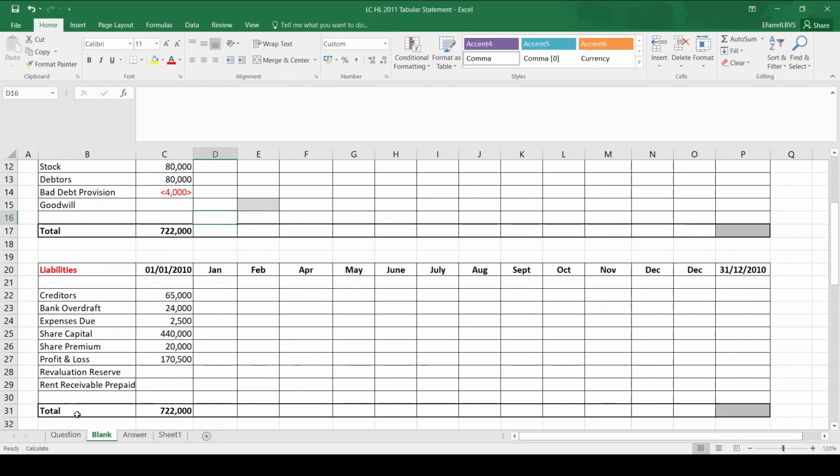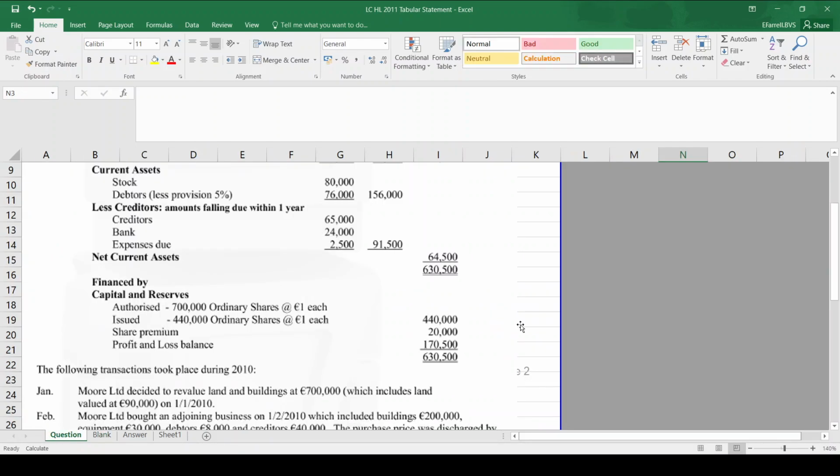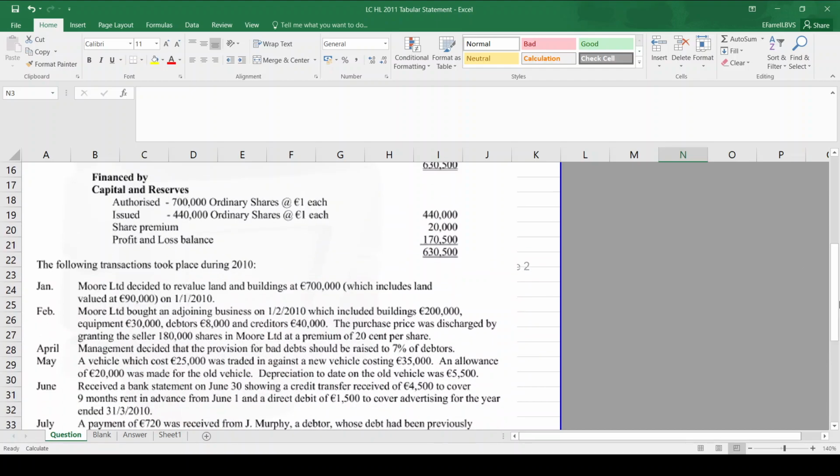So now I'm going to look at the individual entries for each month. And again, these individual entries for each month should balance every month also. So January, Moore Limited decided to revalue land and buildings to 700,000, which includes land valued at 90,000 at the very start of the year. The reason they're telling us the land is valued at 90,000 is not really relevant here, but we will need that when we go to work out our depreciation at the end of the year, because you don't depreciate land. So at the moment, we're just concerned with land and buildings revalued to 700,000.